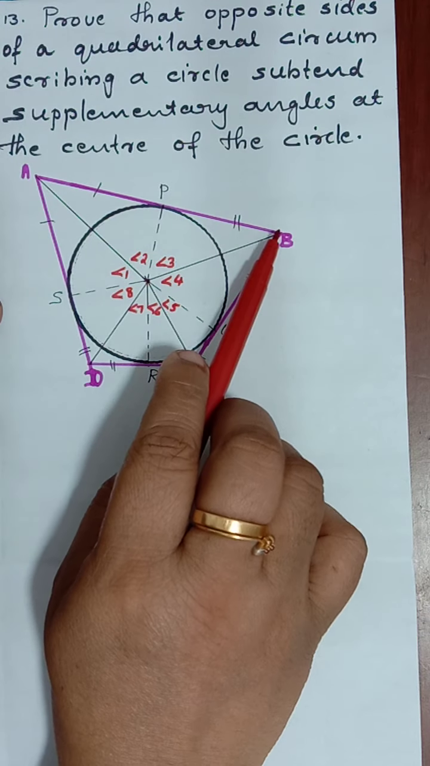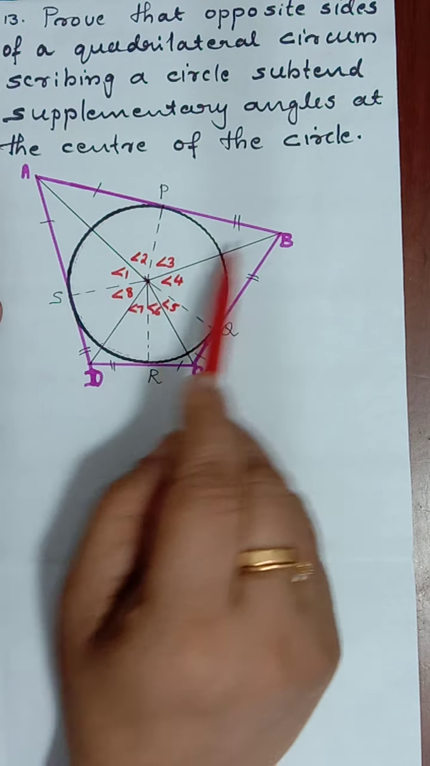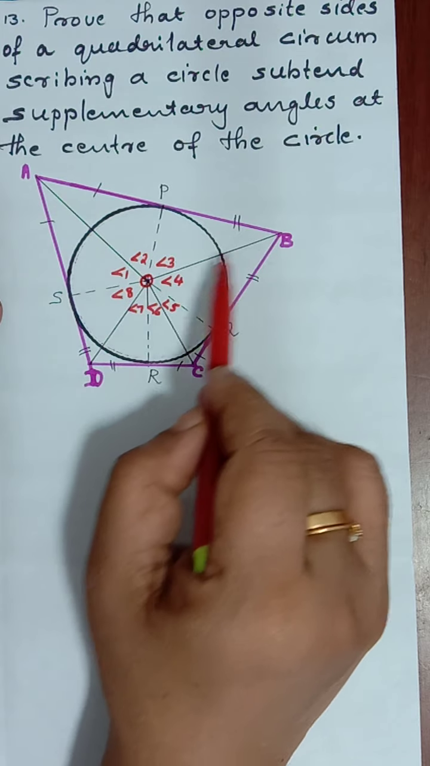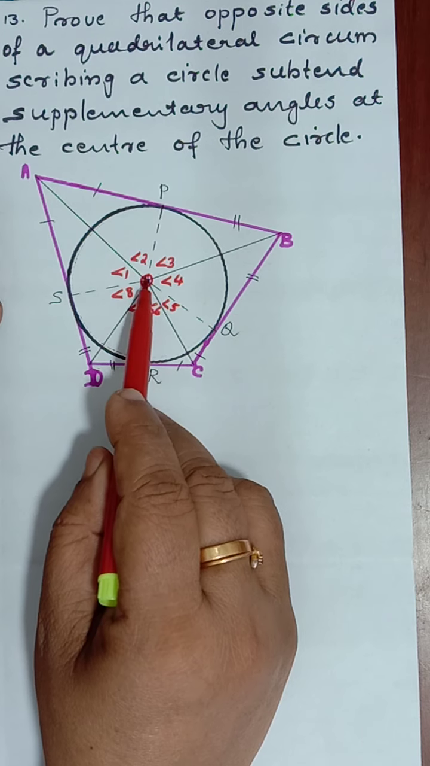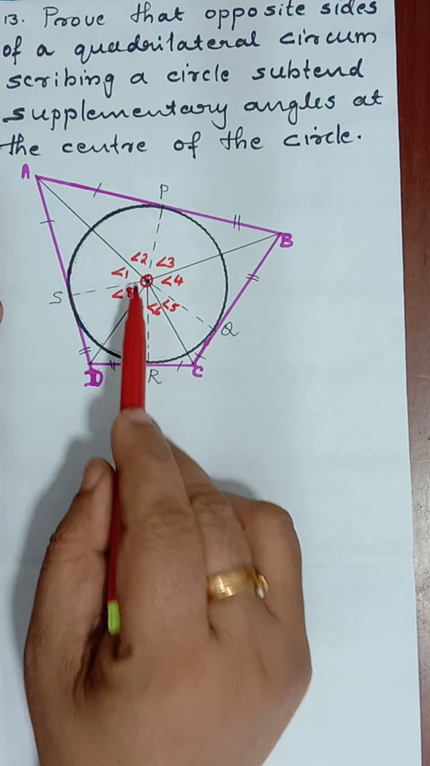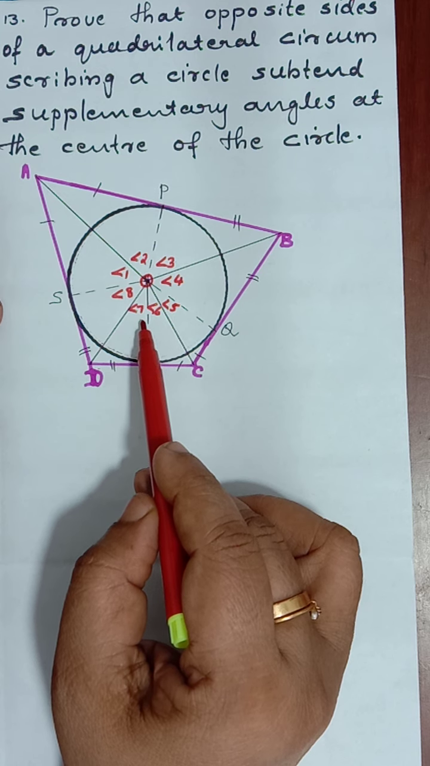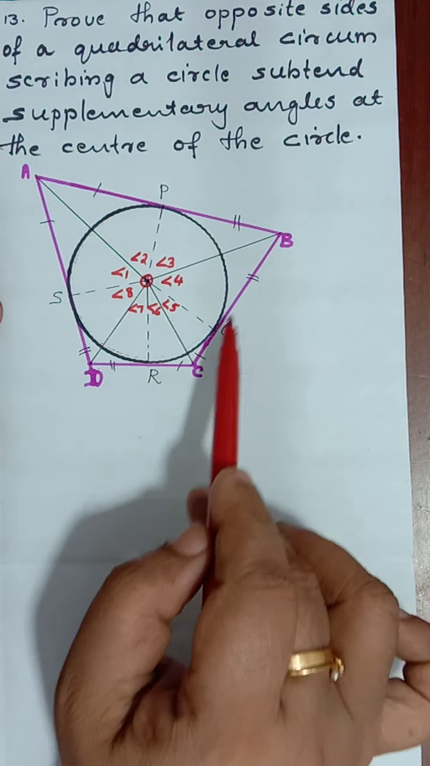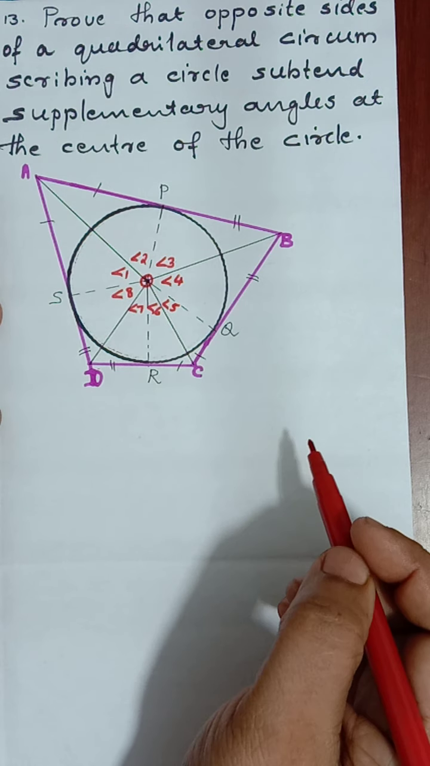That means the AB side is making an angle 2 plus 3, that is angle AOB. Let us take this as O itself. AOB angle is formed by line AB. DC is making an angle 7 plus 6, that is COD or DOC. So the sum of them equal to 180 we have to write. Supplementary means 180. Similarly, angle AOD, 1 plus 8, plus angle BOC, 4 plus 5, make 180. Here we have to prove that.